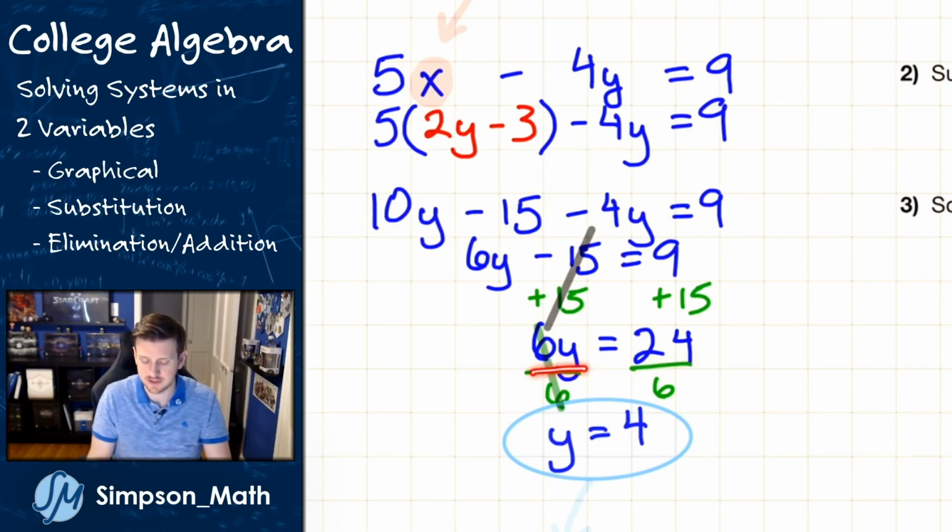And then here I can divide both sides by 6. 6 divided by 6 reduces to 1. 24 divided by 6, and you're left with 4. So you have y equals 4.